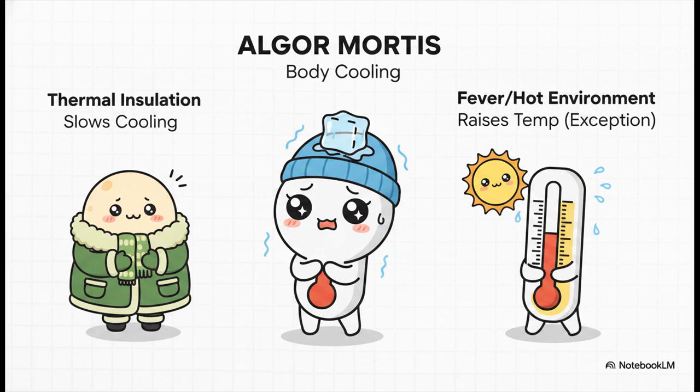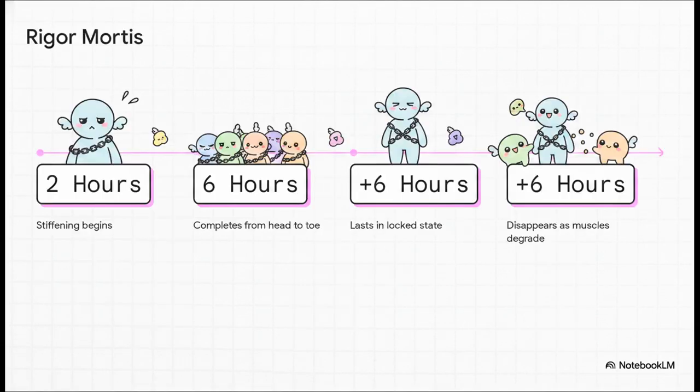For example, an obese cadaver is going to cool much slower because fat acts as thermal insulation. And interestingly, body temperature doesn't always drop right away. It might actually rise after death in exceptional cases, like a fatal pontine hemorrhage, heat stroke, or a severe fever from sepsis. Next up in the triad is rigor mortis, the stiffening of the muscles.